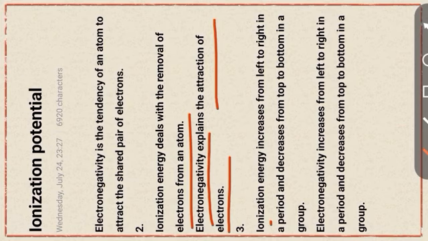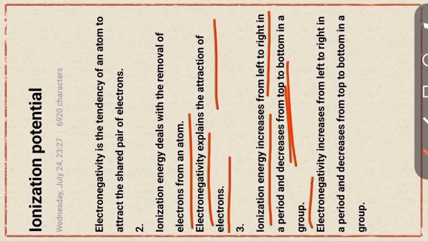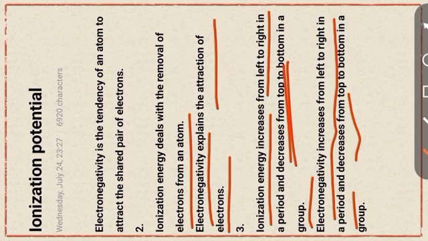Third point: ionization energy increases from left to right in a period and decreases from top to bottom in a group. It is the most important point for this part. Electronegativity increases from left to right in a period and decreases from top to bottom in a group.